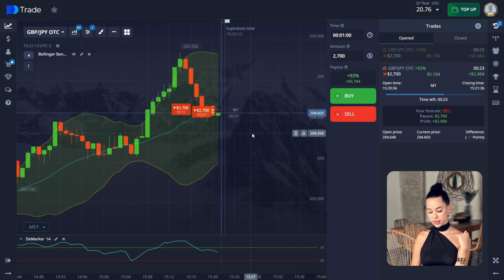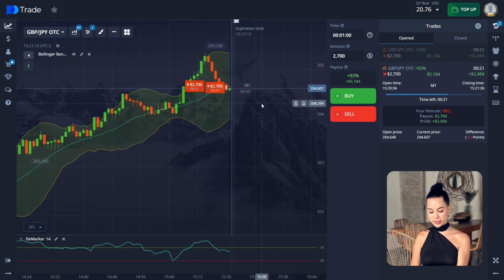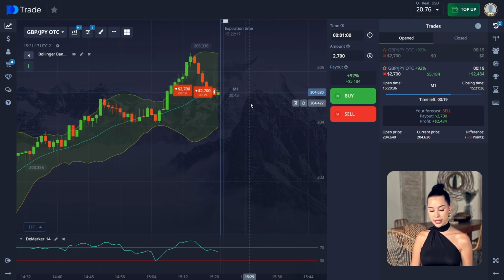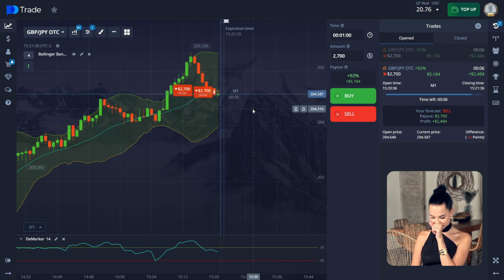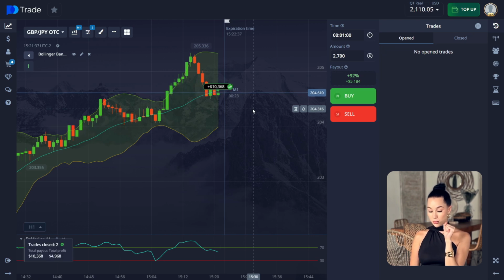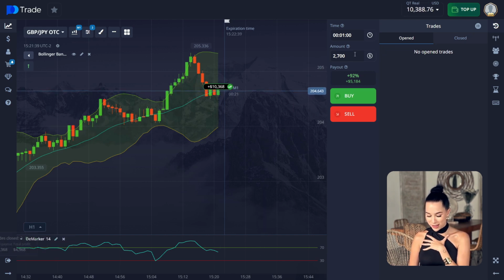It means that it achieved its overbought zone, and we can see it also on the DeMarker indicator, that the line of the DeMarker, the main one, was higher than the level 70, also the overbought zone, and now it started going in the downward direction. Guys, it's 7 seconds here. It's fluctuating so much. 5, 4, 3, 2, 1. Ooh, thank God, we closed all of the trades.